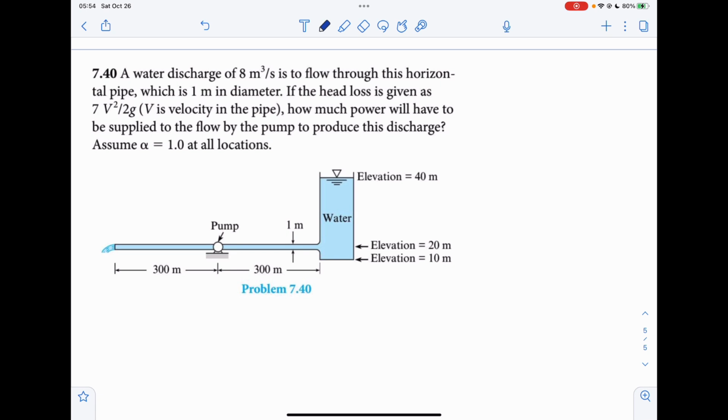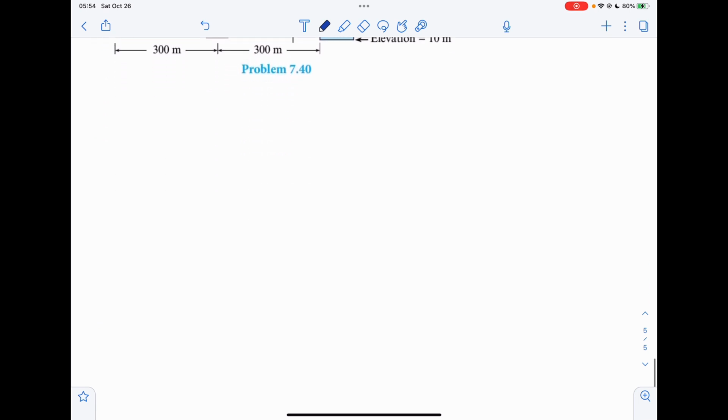A water discharge of 8 cubic meters per second flows through this hollow dumper pipe, and the diameter is 1 meter. The head loss is given, which is 7 times the velocity head. The problem asks how much power will have to be supplied to the flow by the pump to produce this discharge. For this problem, we're going to use the energy equation first to find the pump head, then we're going to use the power equation to find the power we need.